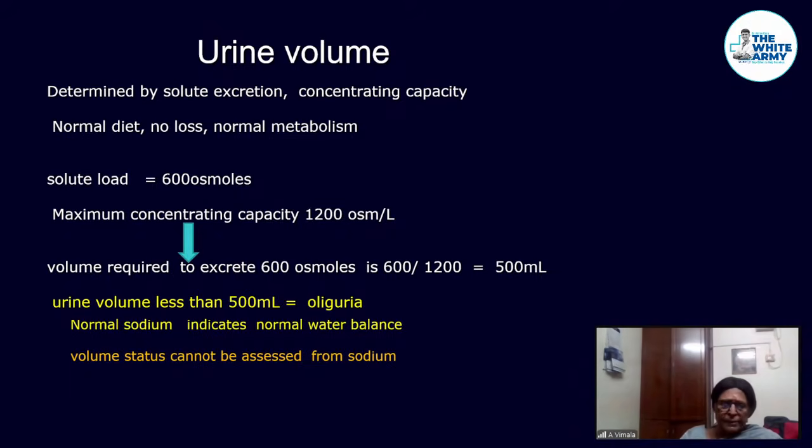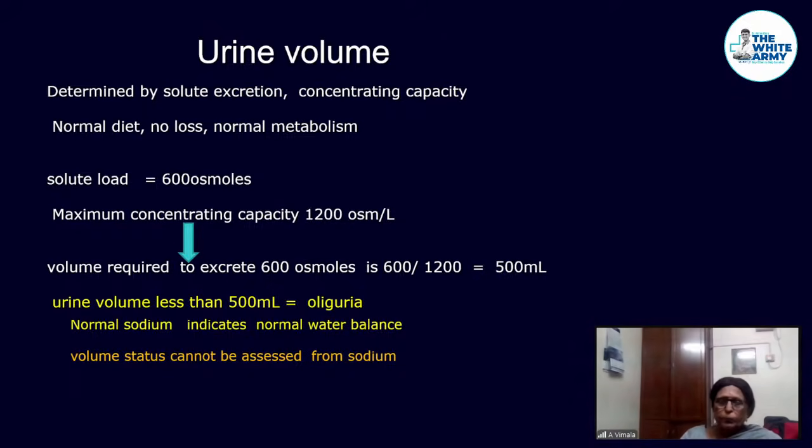Another point to remember is that normal sodium indicates normal water balance, but volume status cannot be assessed from sodium. So, oliguria is defined as urine volume less than 500 ml.